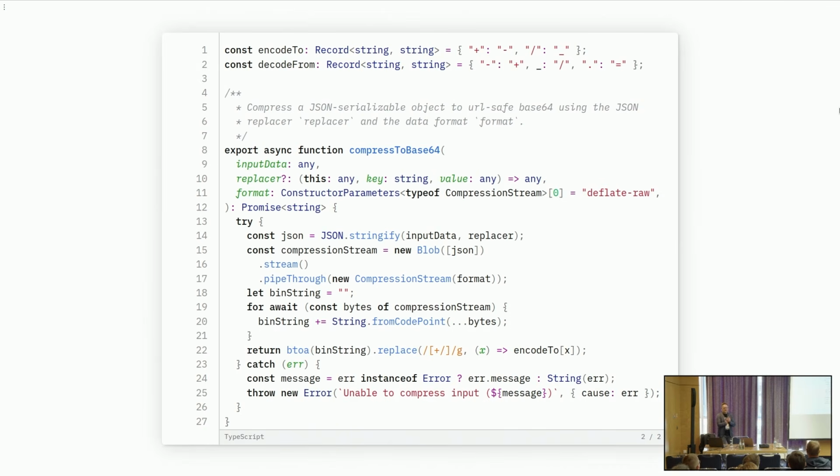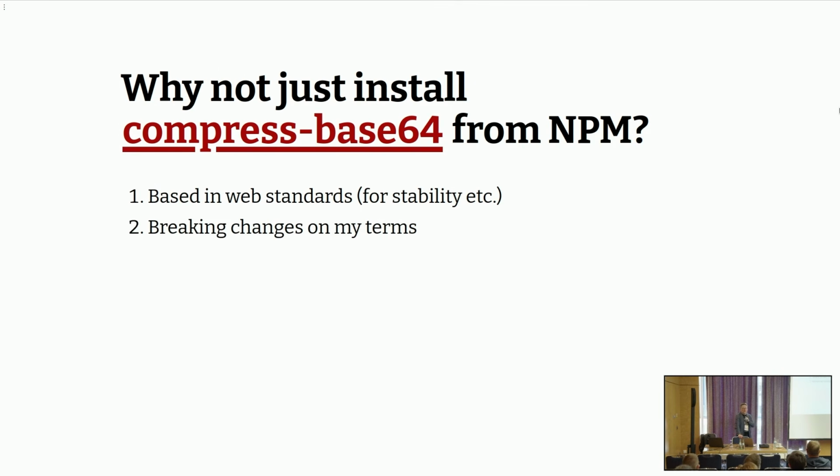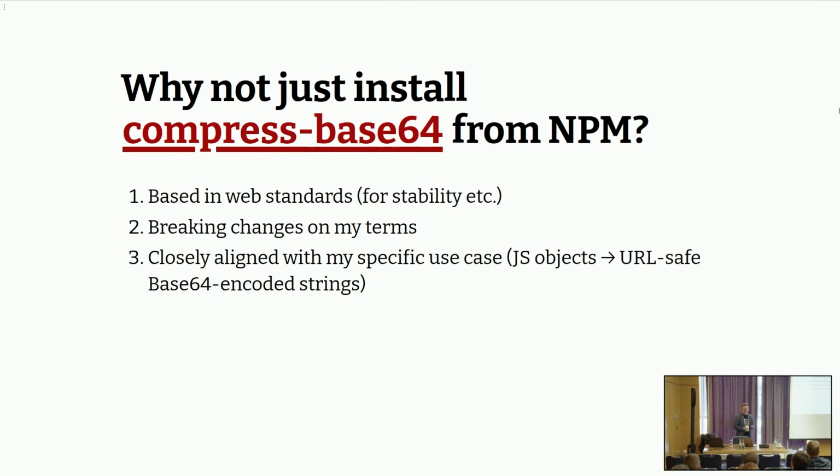Now, common wisdom would dictate that this is not worth it because there exists a ready-made library for this. But the problem with this ready-made library is, this may or may not be based in web standards. So this may be subject to breaking changes or it might not be, depending on how it works. If there are any breaking changes to my library, then I can decide to roll breaking changes out, or maybe to not. I have control over the, in air quotes, product lifecycle.